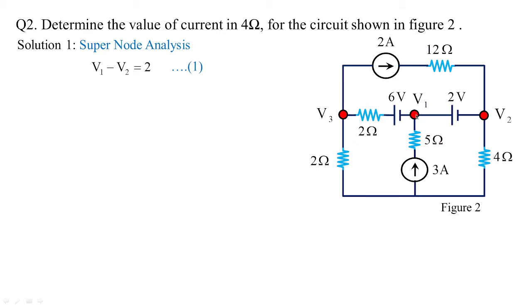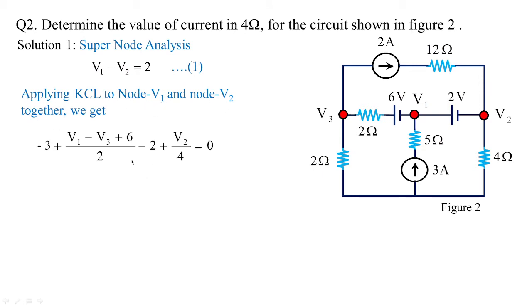After this node, we have to jump to the next node, that is V2. V2 is shared by 2 amperes in series with 12 ohms. So 2 amperes is incoming, and V2 by 4 is another branch current attached to this particular node. So overall we have to take these two nodes in one frame of equation. Applying KCL to nodes V1 and V2, we get minus 3, since it is coming towards node V1, so minus 3 plus V1 minus V3 plus 6. Why plus 6? Because a higher potential 6 volts is connected towards 3, that's why it is plus 6 by 2. 2 is the total resistance connected between node 1 and node 3.